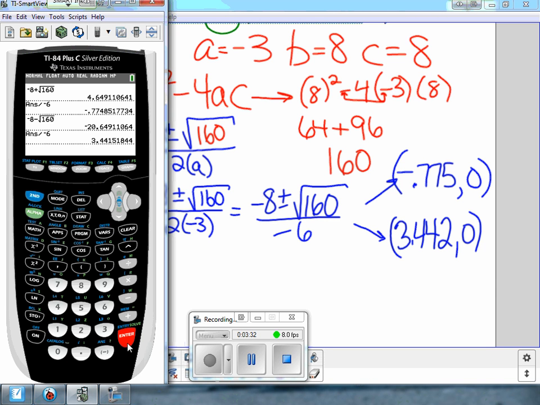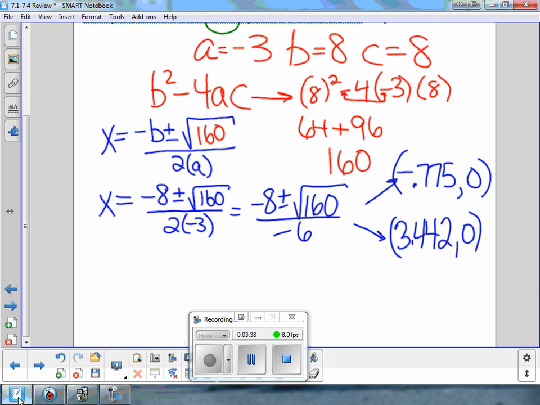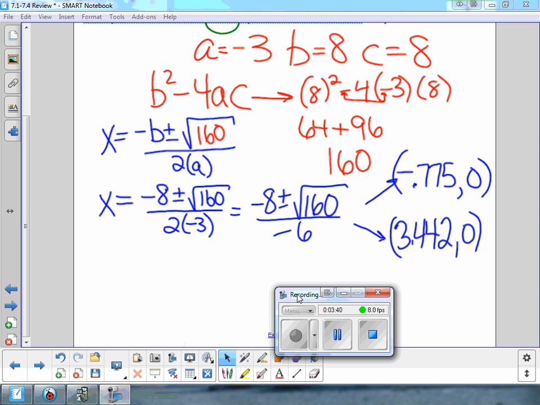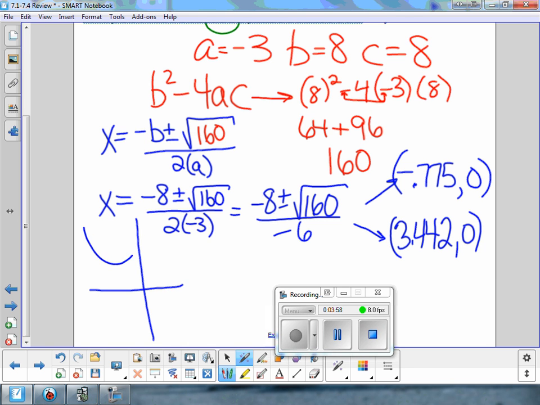The only thing that could happen differently is this. Let's pretend we got negative 160. If you got negative 160, that would mean that you would be trying to square root a negative discriminant, which you can't do. So the problem doesn't work, therefore there are no solutions. That would mean that the parabola would either be above the x-axis like that, or below the x-axis like that. That's what it would mean for no solution.